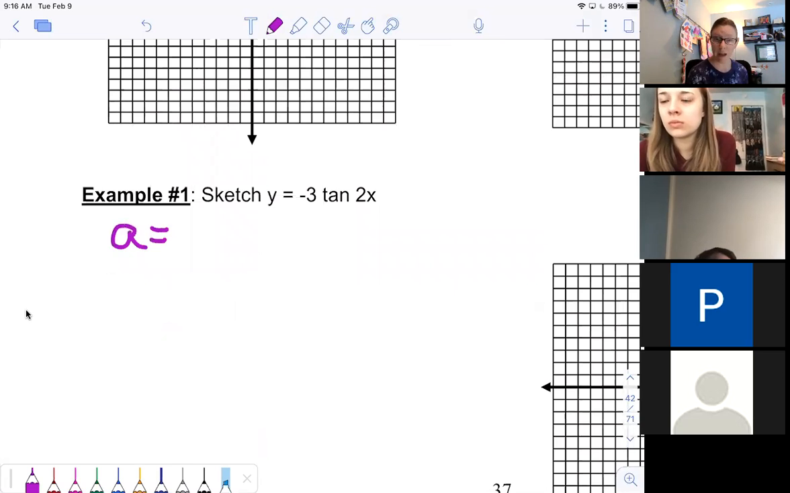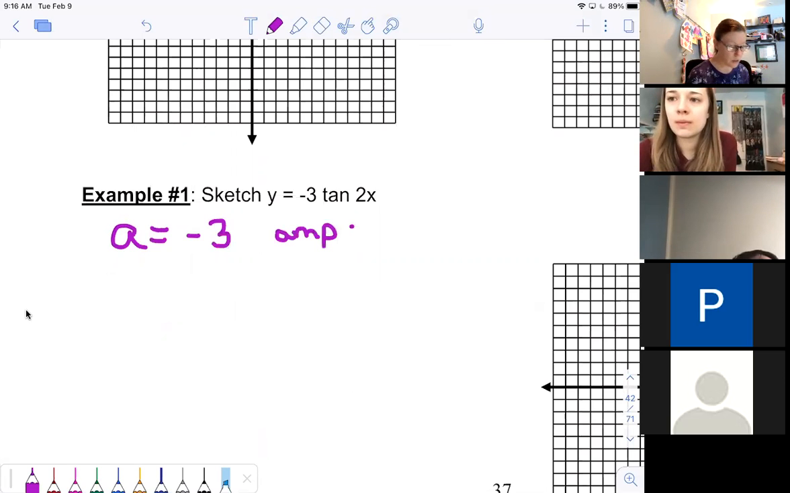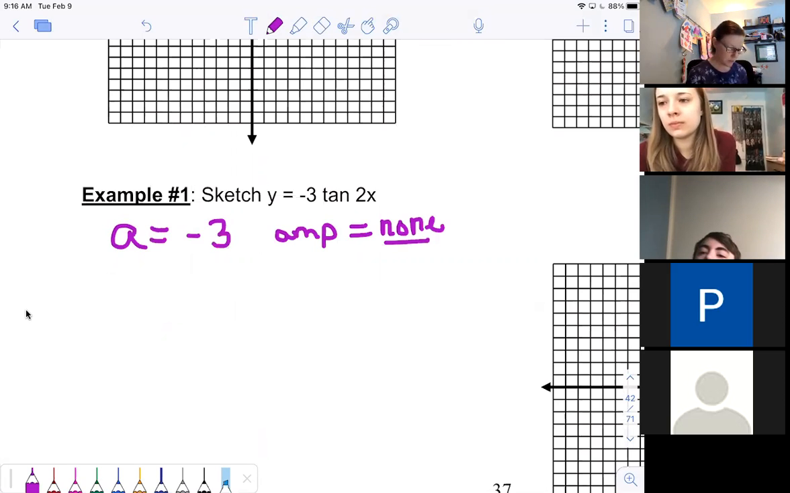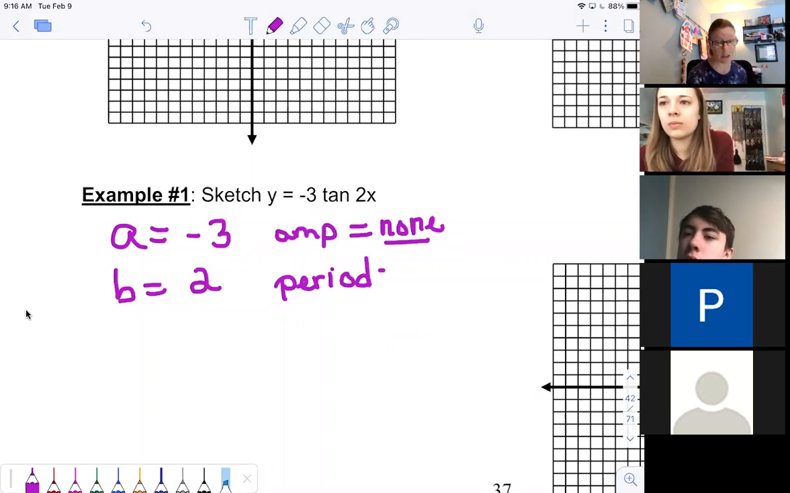This still has an a value, and that a value is negative 3. However, there is no actual amplitude. So that's the part where, yes, there's an a value, and yes, that a value is going to do something to the graph. But the amplitude is the vertical stretch, and it stretches to infinity. So there is no actual amplitude. The b value is 2. That b value is how we find the period. That doesn't change.